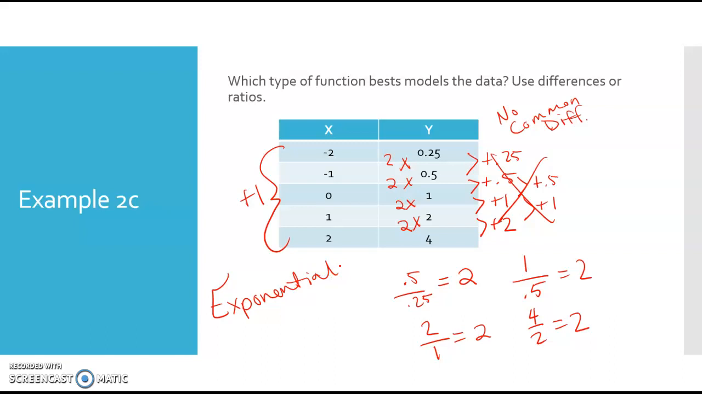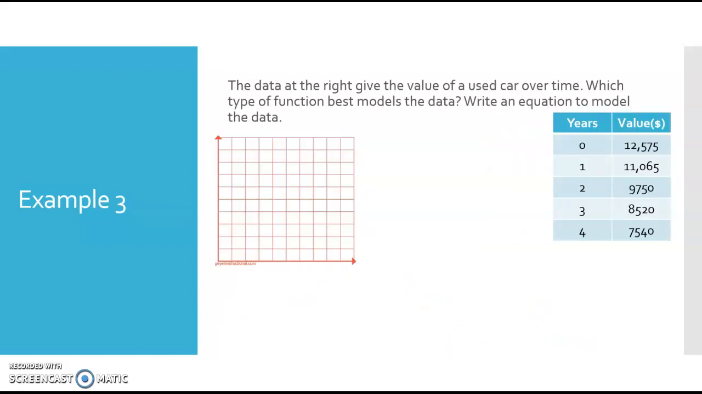All right, we only have one more example left. And it says the data at the right gives the value of a used car over time. Which type of function best models the data? Write an equation for your model. So I'm going to count by 2000s. So this is going to be 2000, 4000, 6000, 8000. We get the picture, and I'll finish that off.